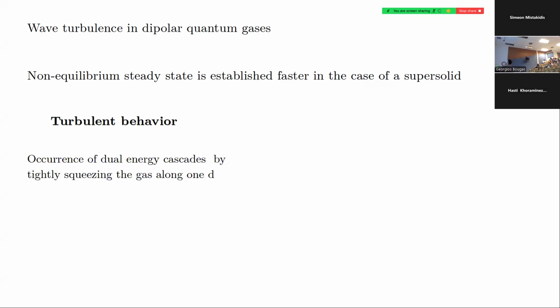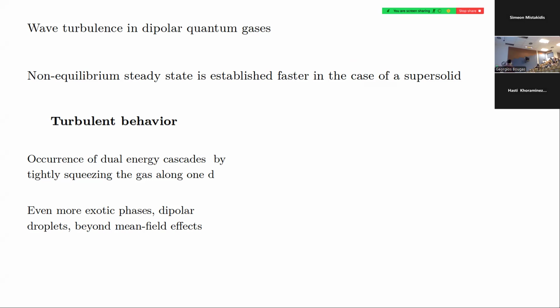And one can make life even more difficult by going to the more tightly squeezed trap, where we go into what is called two-dimensional turbulence, where you don't have only a one-sided cascade, but a dual cascade, both backwards and forwards. It's more difficult in treatment as well.